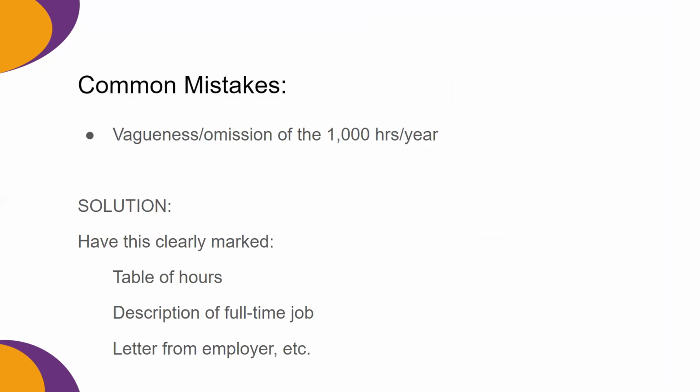Another common mistake is having vagueness or an omission of the 1,000 hours per year that's required to be certified as a sexuality educator. So the solution is to have these clearly marked. Sometimes people will submit these in things like a table of hours that they've worked, of contact hours and non-contact hours over the years. Sometimes it will be a description of their full-time job or a letter from the employer saying that this person has worked this amount of time. This is just a really important way for us to be able to see, okay, have those 1,000 hours been accrued?